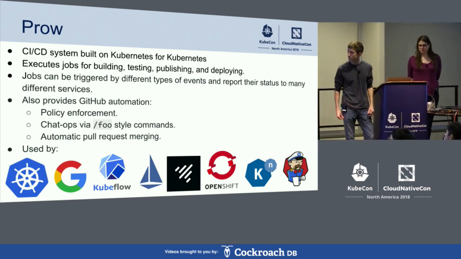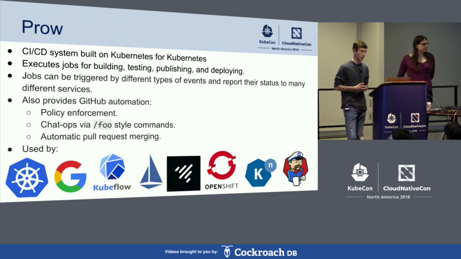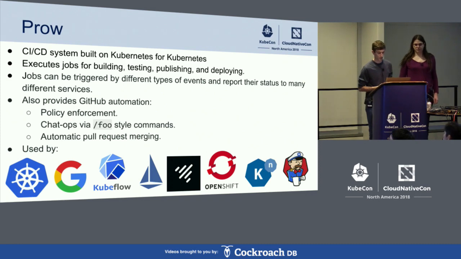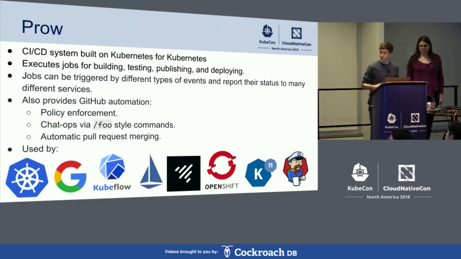And in addition to that, it also provides some GitHub automation. So we can implement slash commands, merge automation, and policy enforcement. And Prow today is used by a number of different companies you can see there.